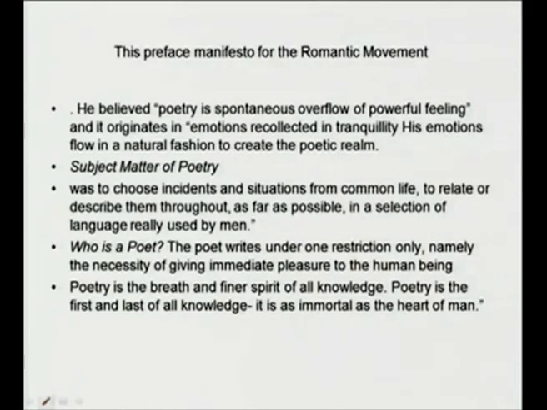So, we find literary criticism paves the way for how to study literature, or what are the themes that one has to choose to make it imaginative and more delightful or pleasurable. And who is the poet?